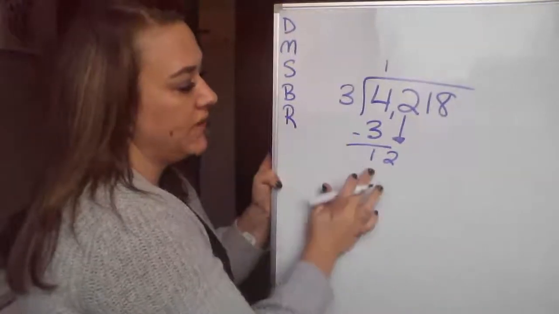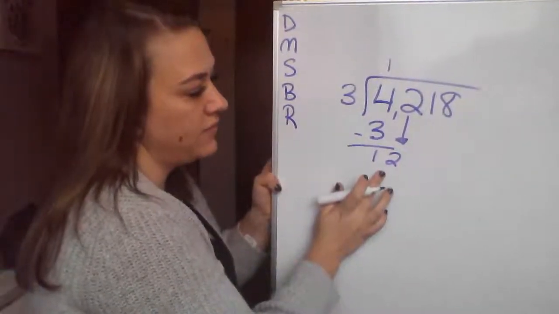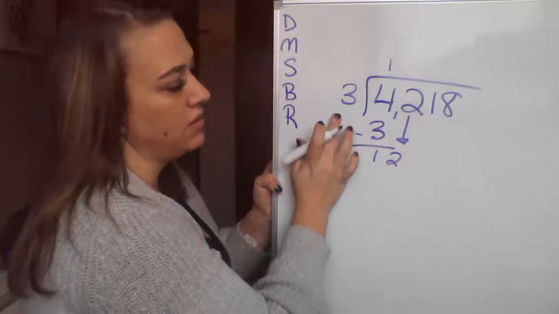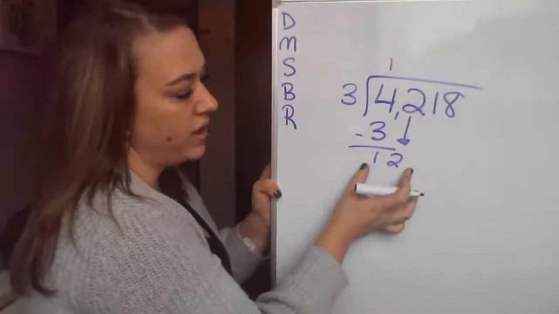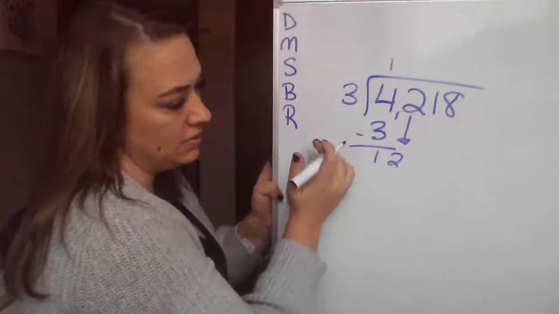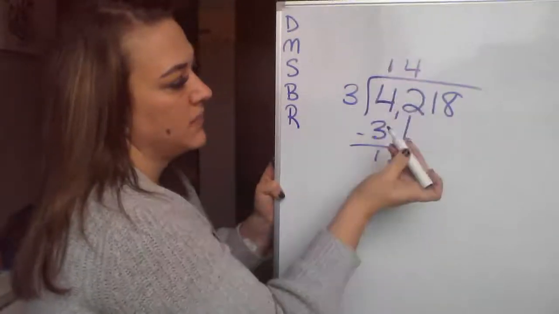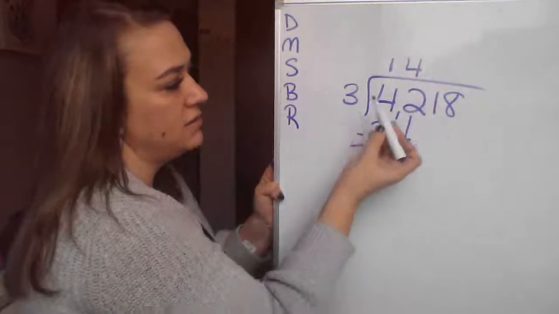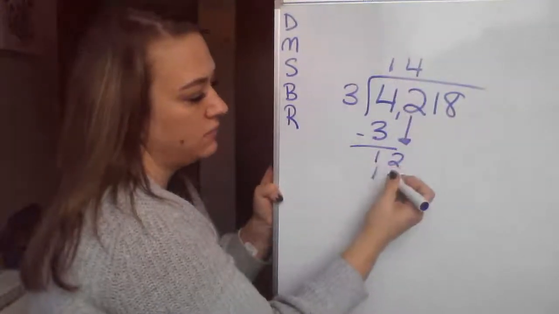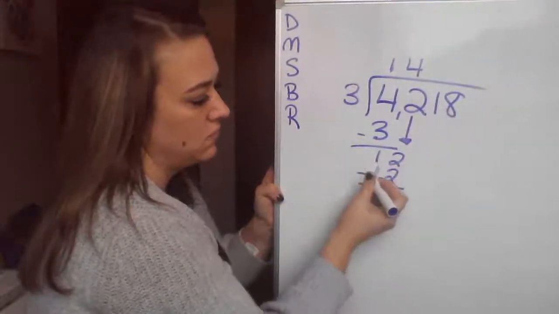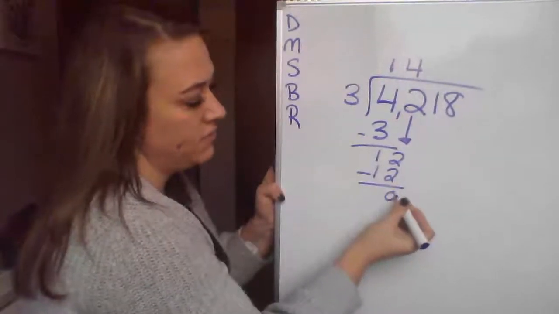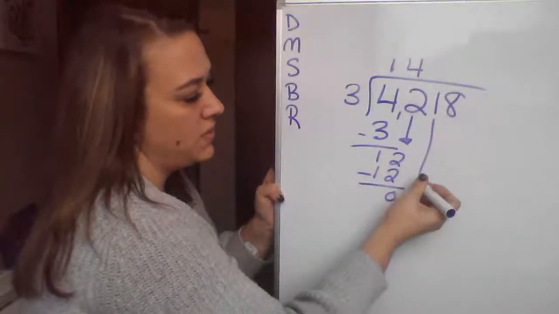How many groups of 3 can I make out of 12? Well, I know 3 times 4 is 12. So 12 divided by 3 is going to be 4. Put 4 on my answer line. And then I multiply. 3 times 4 is 12. Subtract, I get 0. Bring down my 1.